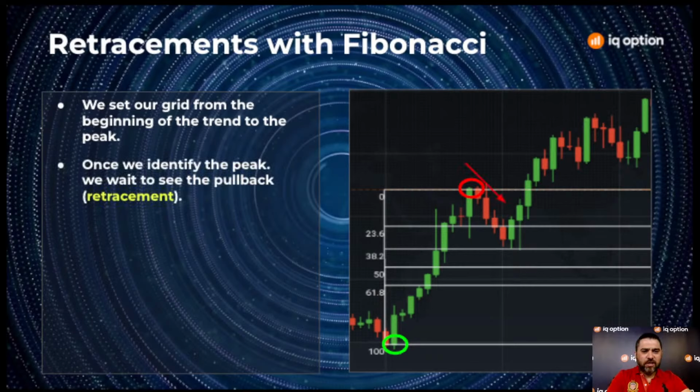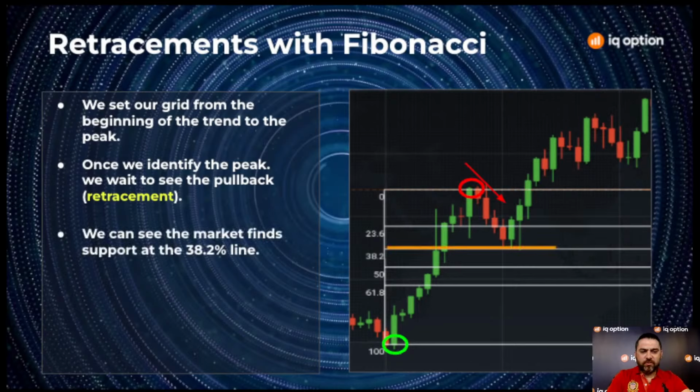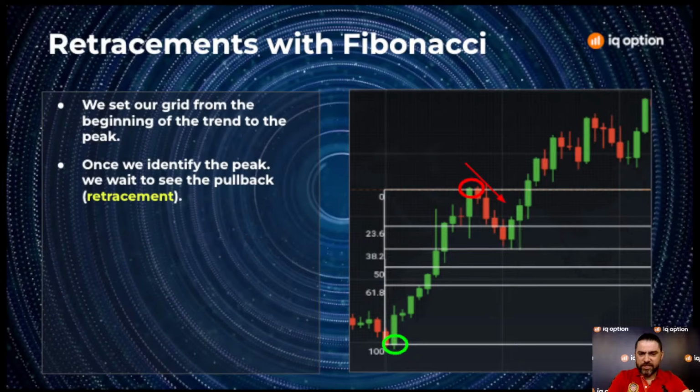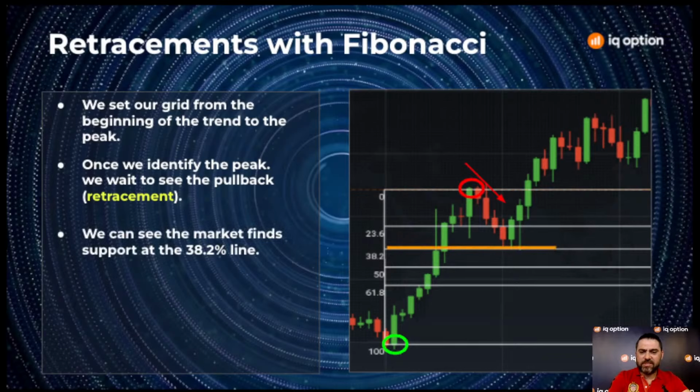And once we identify the peak, we wait to see the pullback, the retracement. There you see it. I noted it here, the red arrow. That is the retracement coming in. We can set the mark. We can see that the market finds support at 38.2, right? Clearly we can see here this line I drew over, it did get very, very strong support there, multiple touches with the wicks, and then it takes up.